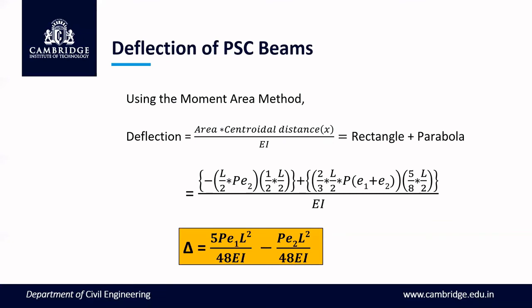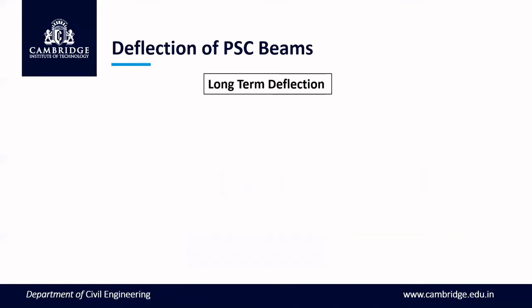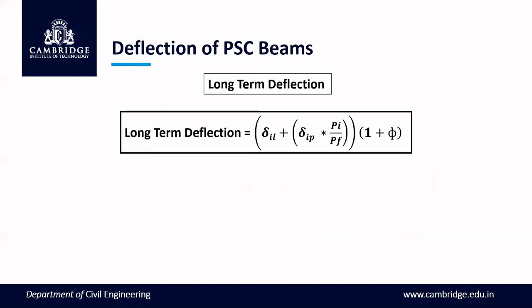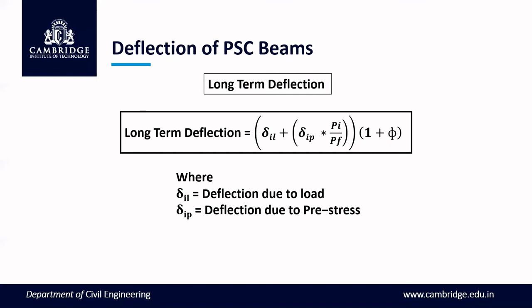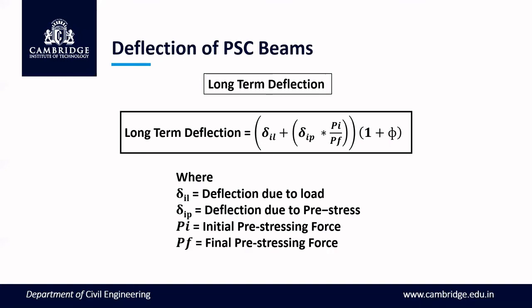Now when we come to the long-term deflection, to find out the deflection in the long term, which takes in the values of creep and shrinkage, there's a formula which is directly given, that is delta IL plus delta IP into PI divided by PF, which is also known as the loss ratio, the whole into 1 plus phi, where delta IL is the deflection due to load, delta IP is the deflection due to prestress, PI is the initial prestressing force, PF is the final prestressing force, and phi is the creep coefficient.